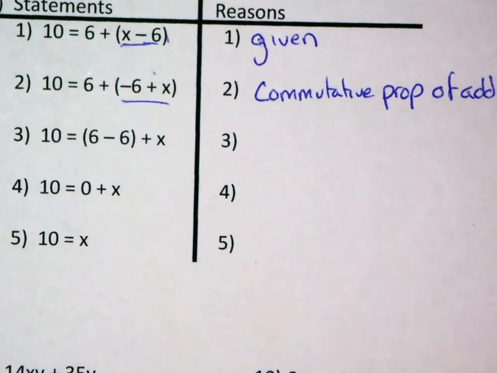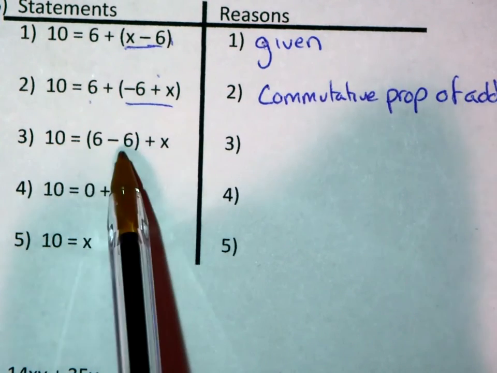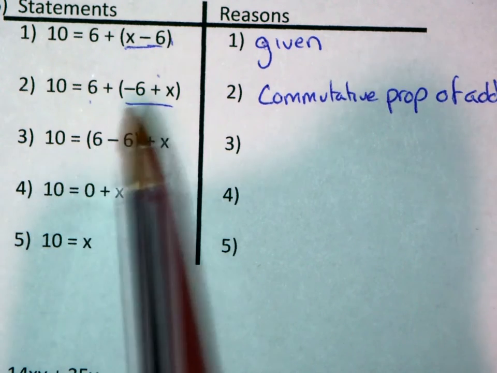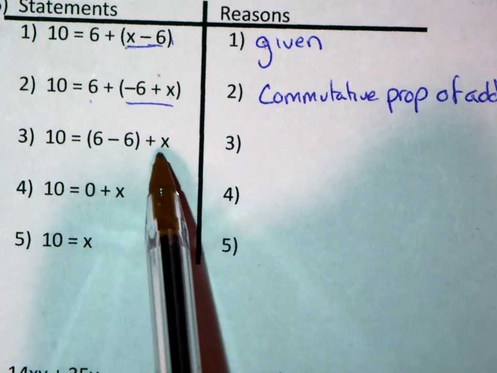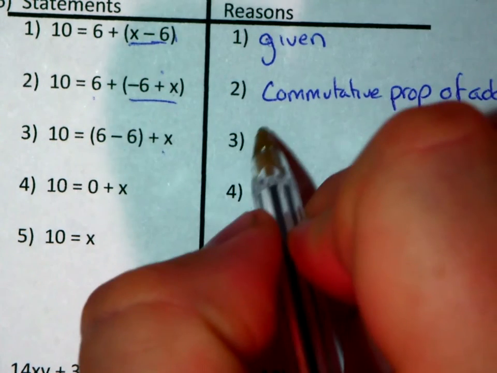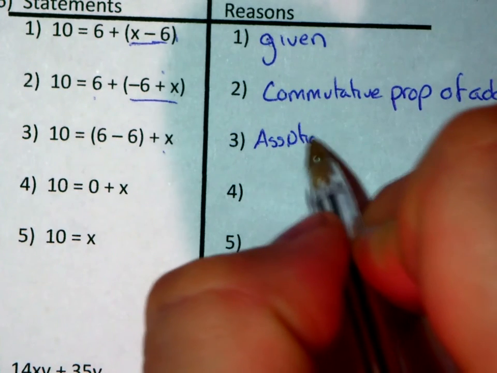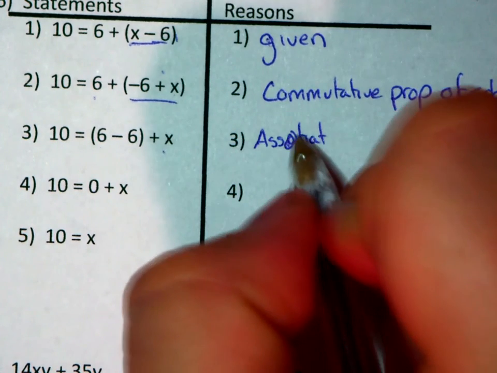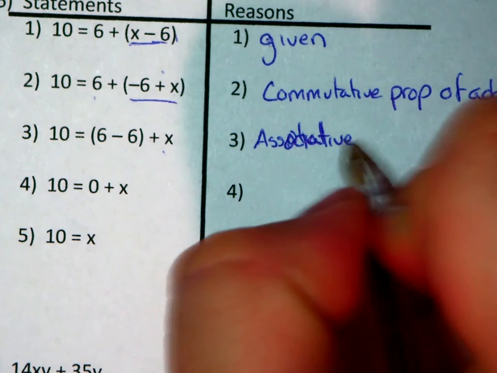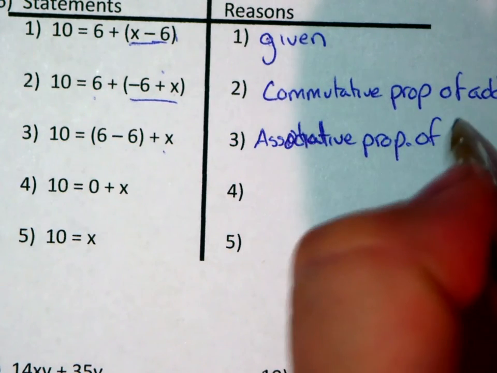And so now step 3, what changed? Well, in step 3, our positive 6 came inside the parentheses, and our x got kicked out of the parentheses, and that would be associative property of addition.